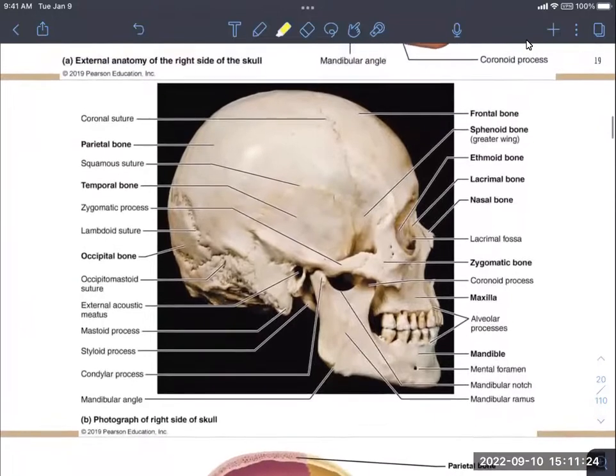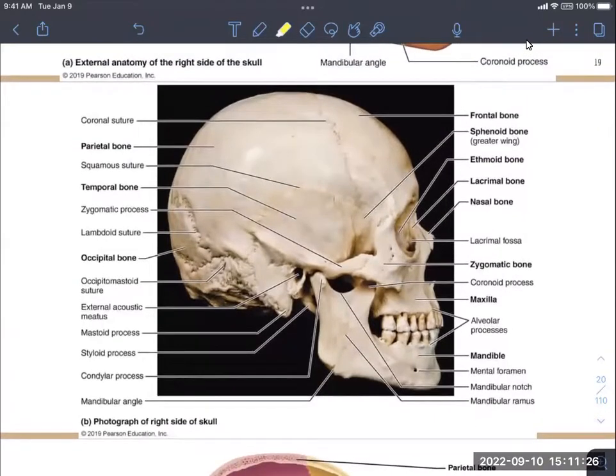And here it is on a real human skull. You see that coronal suture. You see that parietal bone, that frontal bone, that squamous suture, that rhomboid suture. Oh, that occipital bone in the back.